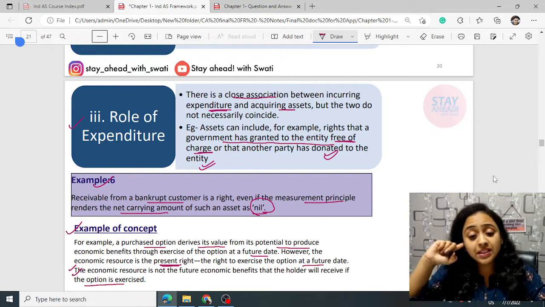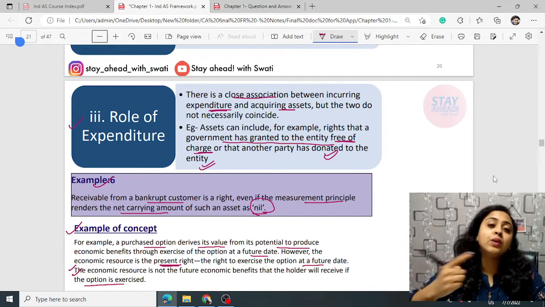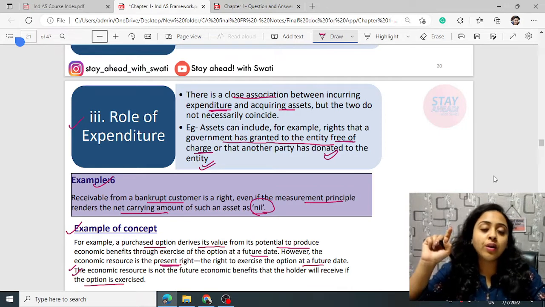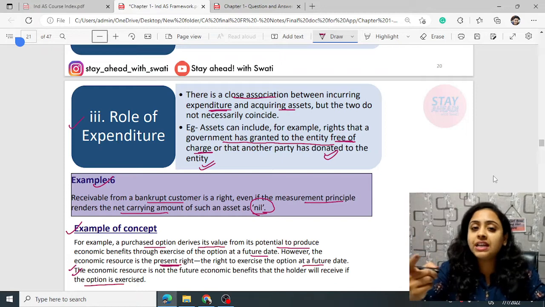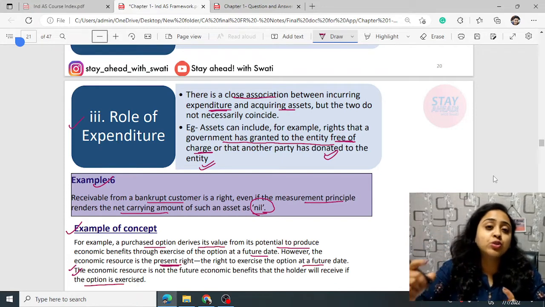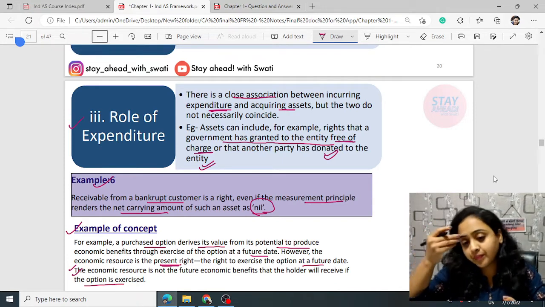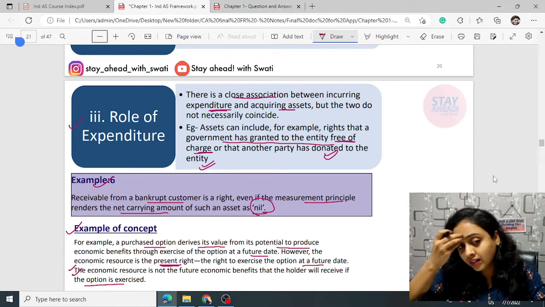If you are clear with this, we will head towards the third aspect, that is control. What are we reading? We are reading the 3 key aspects of an asset, when an economic resource will be considered an asset. Are you clear? Good, clear.